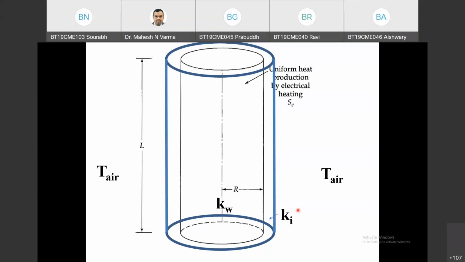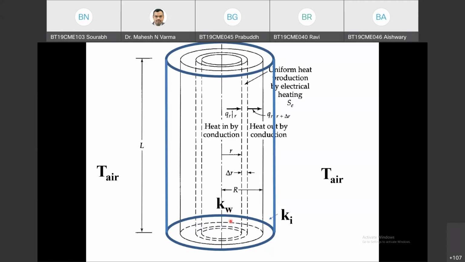So you can solve this problem in a similar way. Temperature is varying only in the R direction. Temperature is not varying in the L direction, and not varying in the theta direction. Here you have one phase up to R and another phase from R to R equals AR. So this is a two phase problem. For solving a 1D variation, one phase problem, we need two boundary conditions.